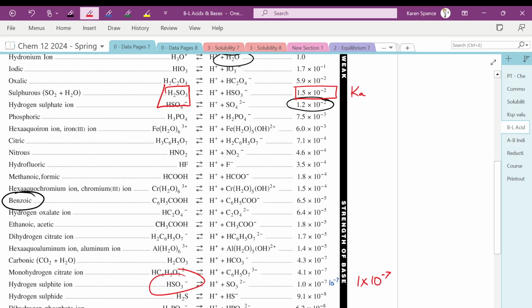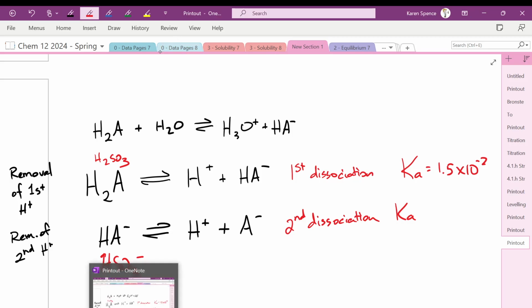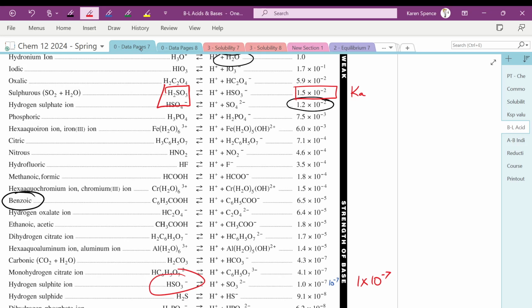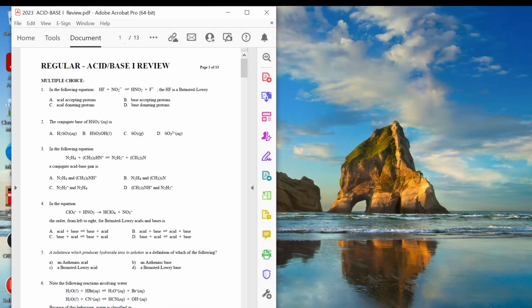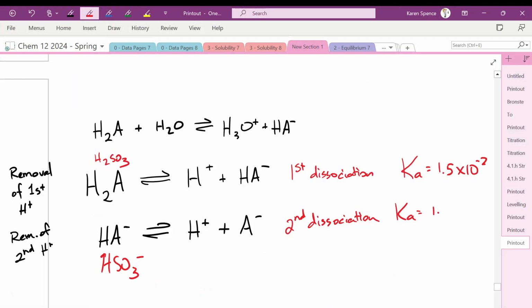Our Ka for H2SO3 is 1.5 times 10 to the minus 2. And our Ka for HSO3 minus is 1.0 times 10 to the negative 7.